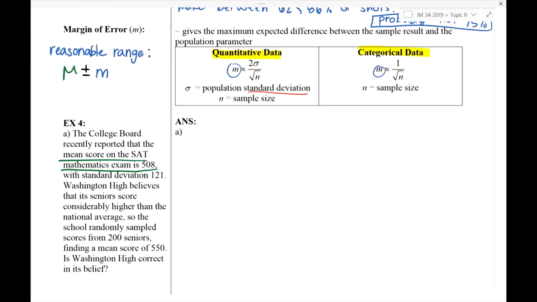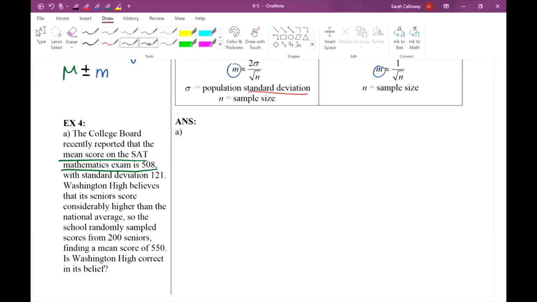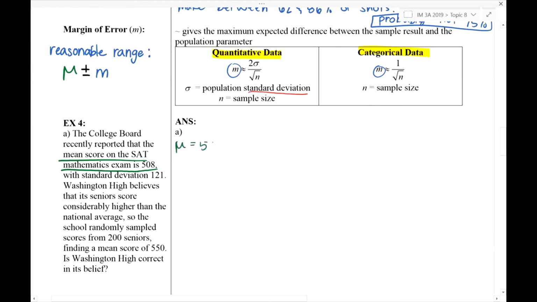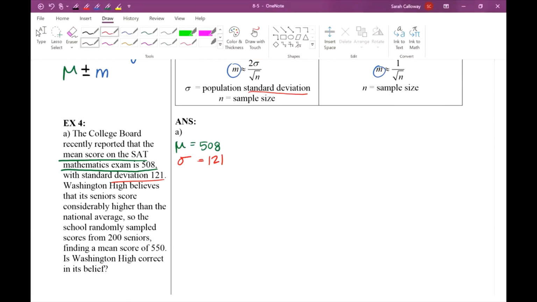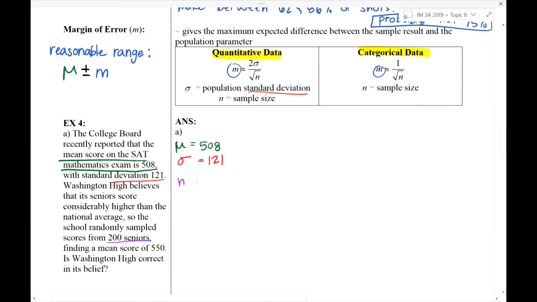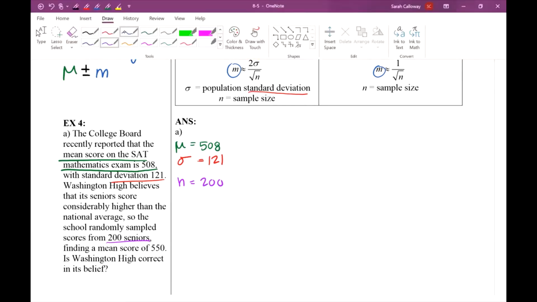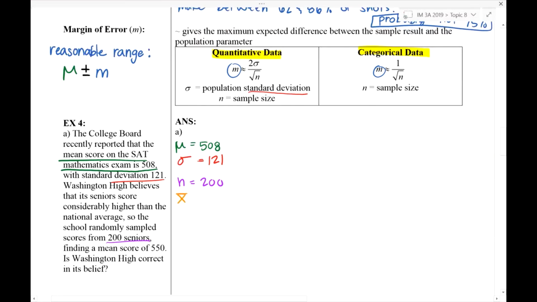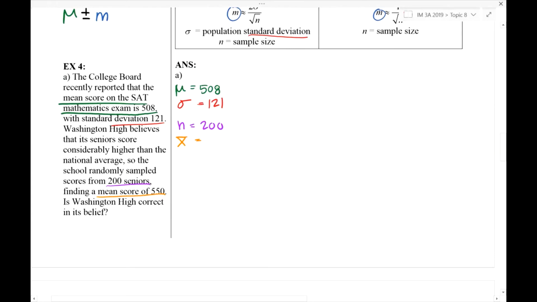So what we're looking at is that we have a mean of all the people that took the SAT in whatever year this was collected for the math as a 508 score. The standard deviation is 121. And so what Washington High did is they took a sample of 200 seniors. So sample size, we're told, is the number n in this formula. And they found that their mean score, so we haven't used this yet, but we kind of talked about it. Because this is the sample, we're going to use X bar for that. We talked about what X bar was when we introduced the notation for mean, but we were always talking about population mean, so we used mu. So X bar is 550.